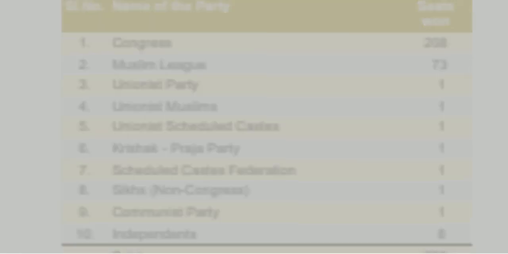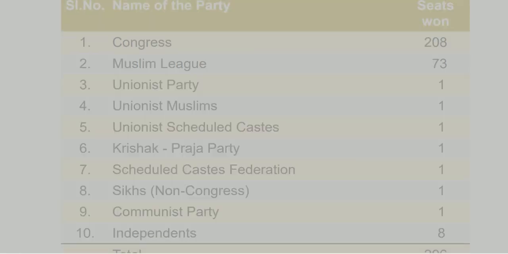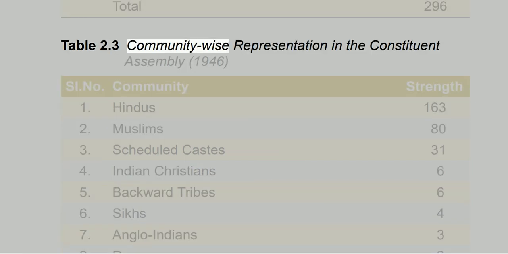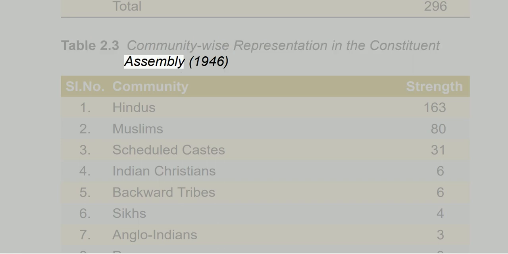Serial number, name of the party, seats. 1. Congress 208. 2. Muslim League 73. 3. Unionist Party 1. 4. Unionist Muslims 1. 5. Unionist Scheduled Castes 1. 6. Krishak Praja Party 1. 7. Scheduled Castes Federation 1. 8. Non-Congress 1. 9. Communist Party 1. 10. Independents 8. Total 296. Table 2.3 Community-wise representation in the Constituent Assembly, 1946.